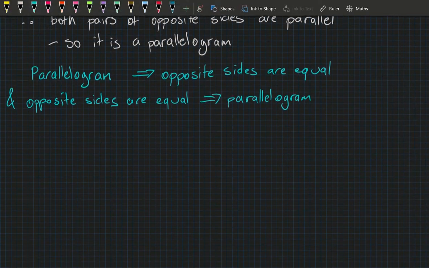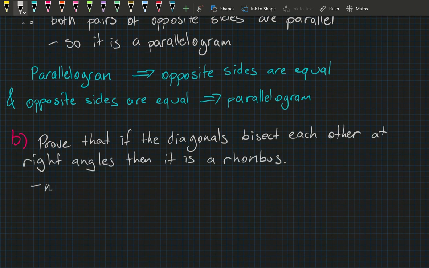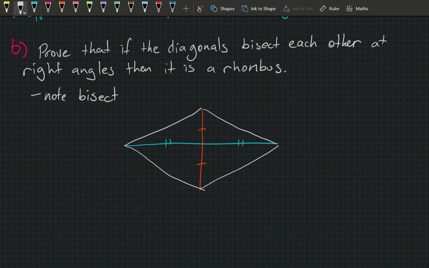All right, let's move on to part B, where we're asked to prove that if the diagonals of a quadrilateral bisect each other at right angles, then it's a rhombus. Note that I've said bisect, so let's draw these diagonals first. Okay, so see how they go the same length from the point at the middle? So now if we draw these lines to make a quadrilateral and mark in the points, and let's mark in these right angles and the point R.